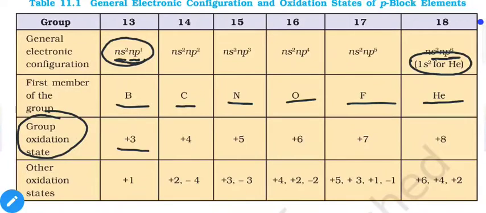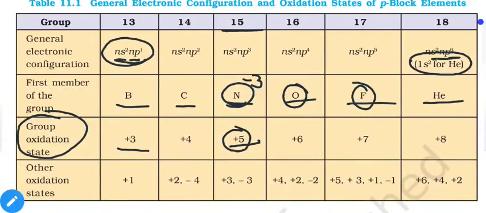Instead it will show a negative oxidation state, and we can see it from the examples of nitrogen, oxygen and fluorine. As mentioned in this case, the group oxidation state for group 15 is plus 5, but we know that nitrogen's common oxidation state is minus 3, but it can show plus 5. If we have a sufficiently electronegative element, with that element nitrogen can show the plus 5 oxidation state.